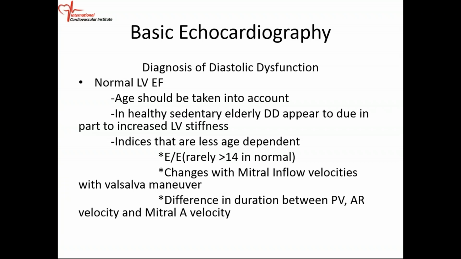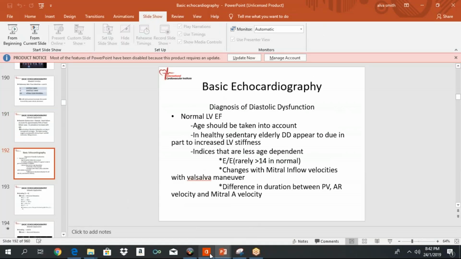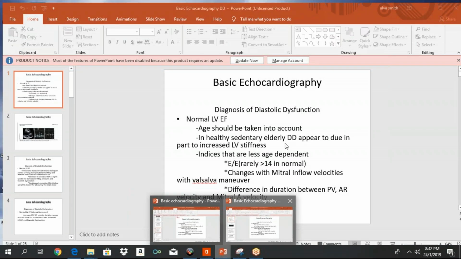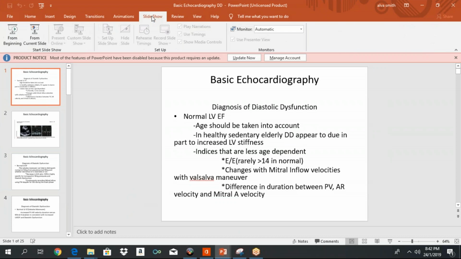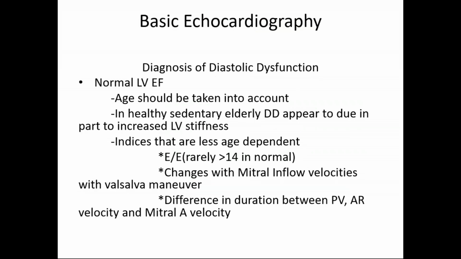Okay, so it's different than if you see a patient who is age 60, and if that patient has an E to A ratio which is greater than 2, you're almost certain that he's going to have grade 3 diastolic dysfunction. All right, what I'm going to do, I'm going to switch to the current guidelines, and we're going to just run through these because I gave you the background information. So with a normal ejection fraction, you should take the age of the patient into account, in your healthy sedentary elderly patient.